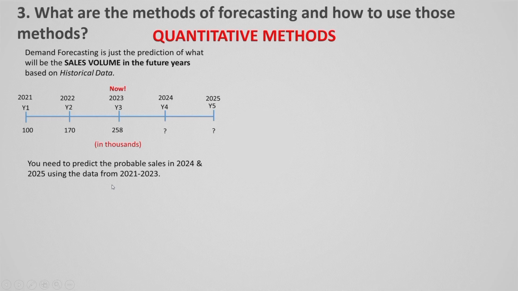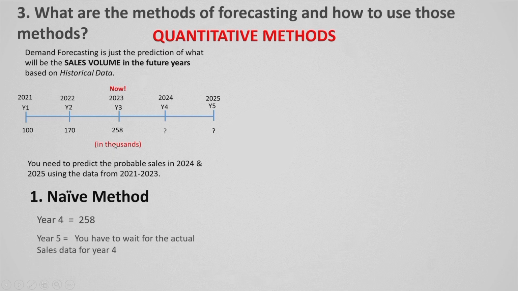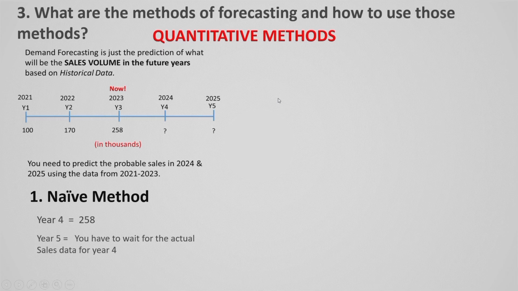Let's go to the first method, which is the naive method, where you just copy the sales of the past year. Like in this example, if you are looking for the future demand in year 4, we just copy the demand or sales in year 3. So this 258 will now become the forecast for year 4. That's the naive method. It's as easy as that. The second method is also easy, but I have to confess that the arrangement of the methods in this presentation is from the easiest to the hardest.